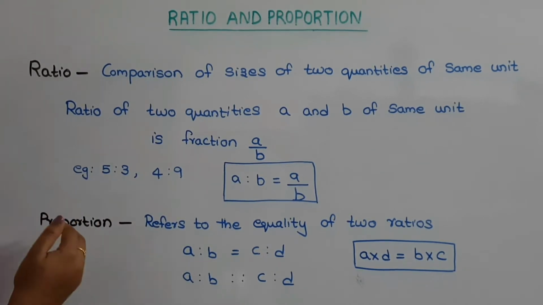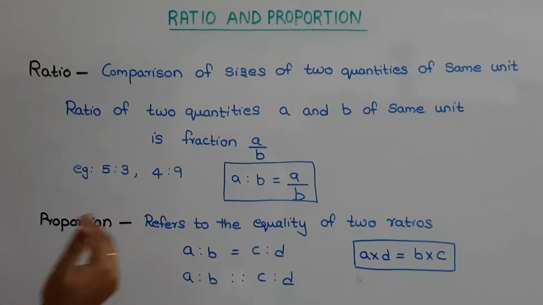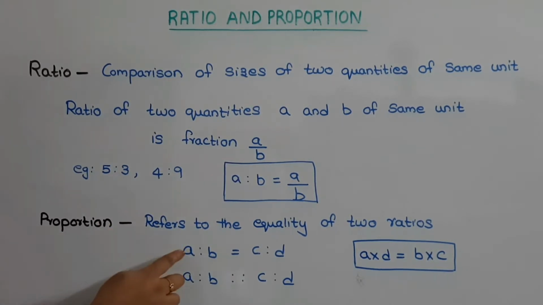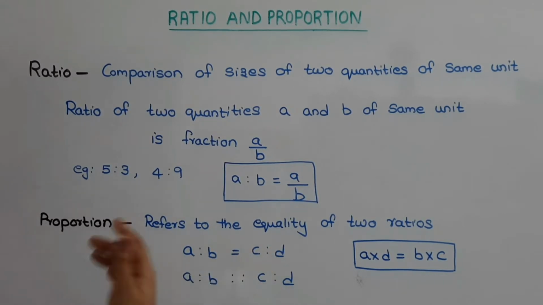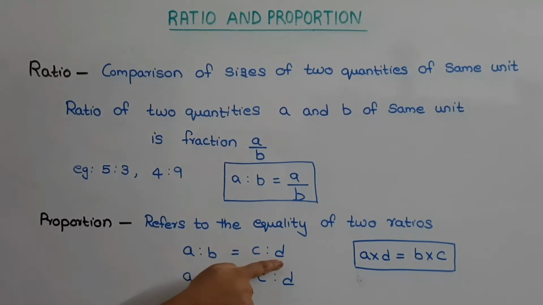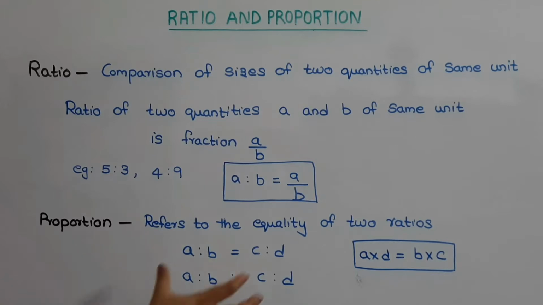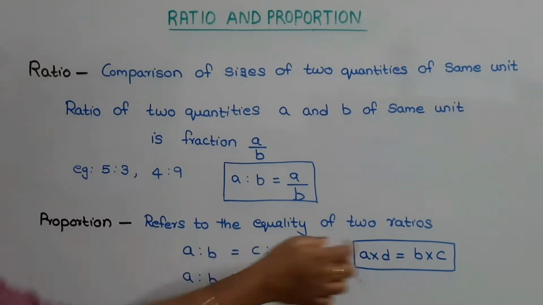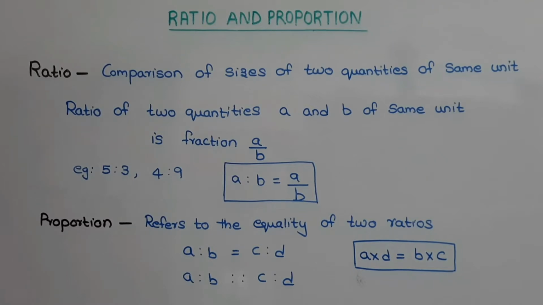Now let us see what is proportion. Proportion refers to the equality of two ratios. A is to B is one ratio and C is to D is another ratio. So if A is to B is equal to C is to D, then we can say that A, B, C and D are in proportion. And here A and D are known as extreme terms and B and C are known as mean terms. So the product of the extreme terms is equal to the product of the mean terms. So these are the basic terms that are present in this topic. Now let us go straight away to our problems.